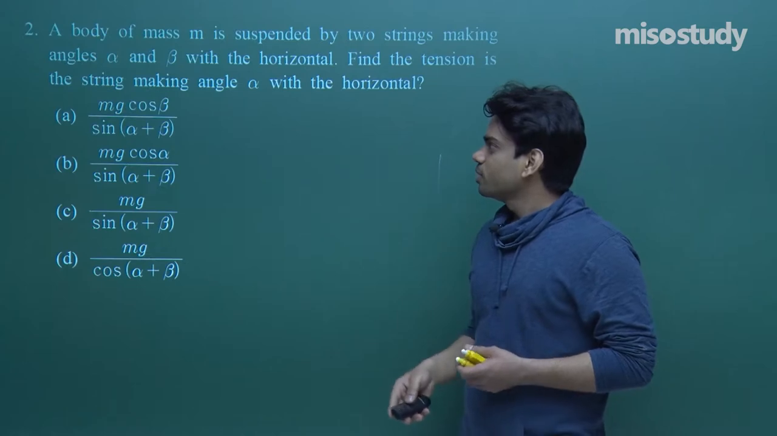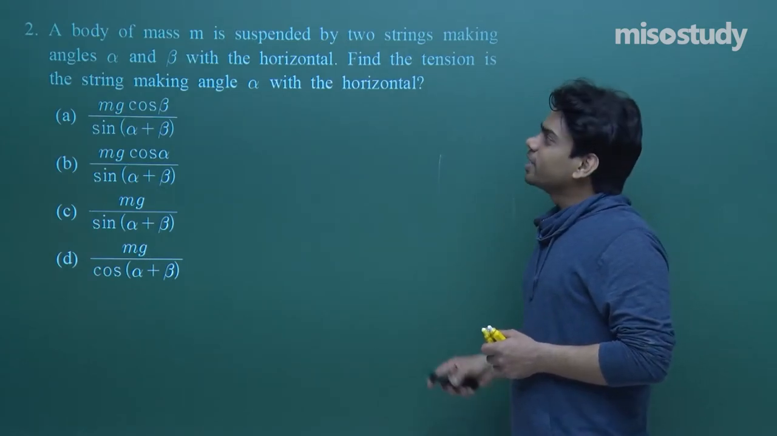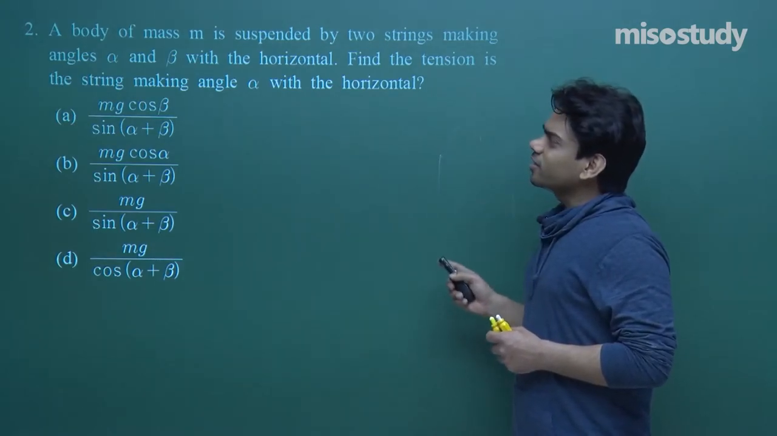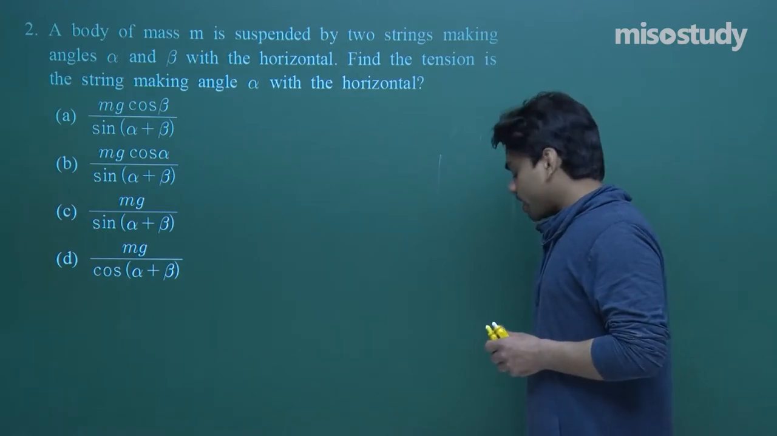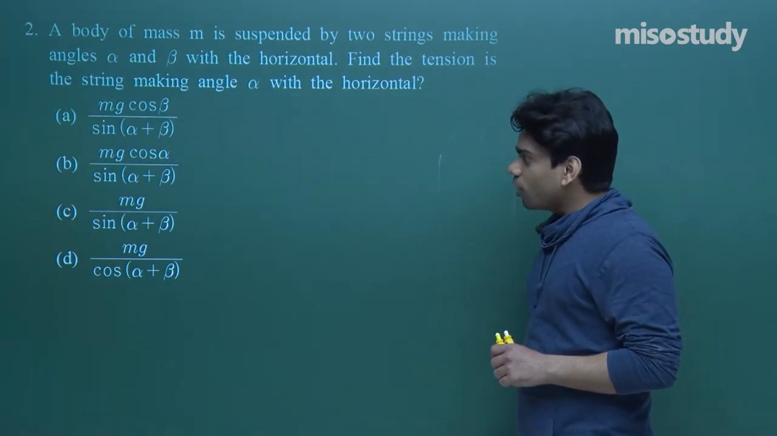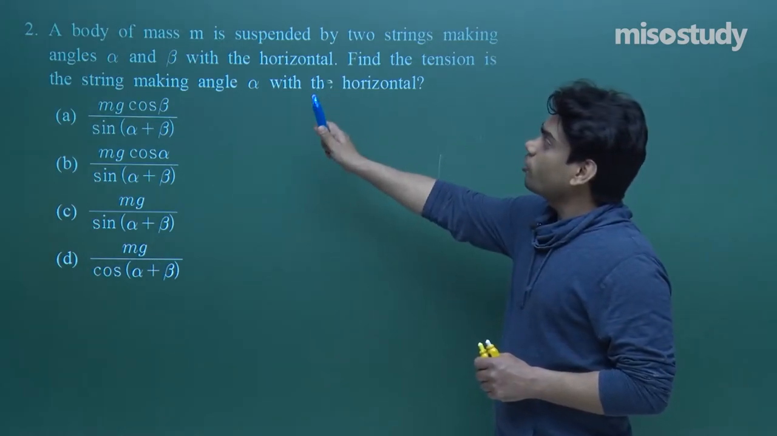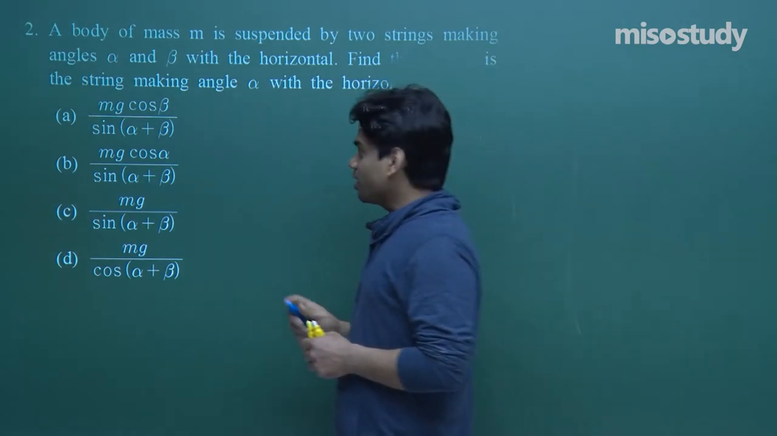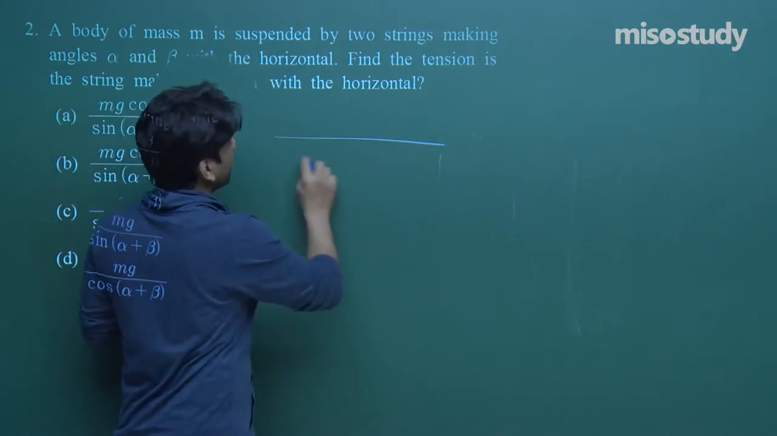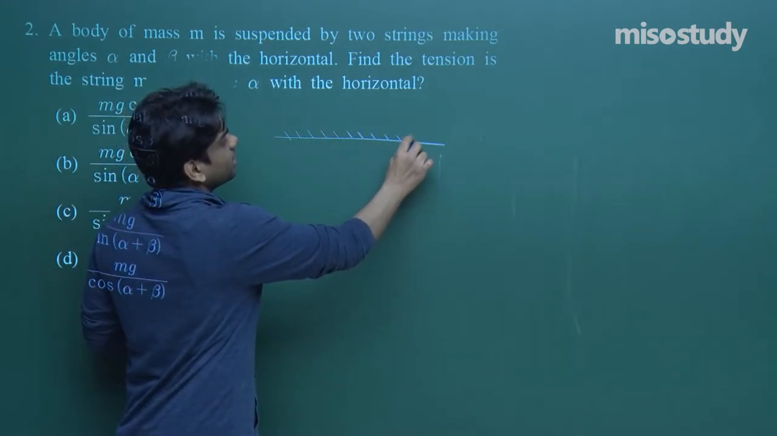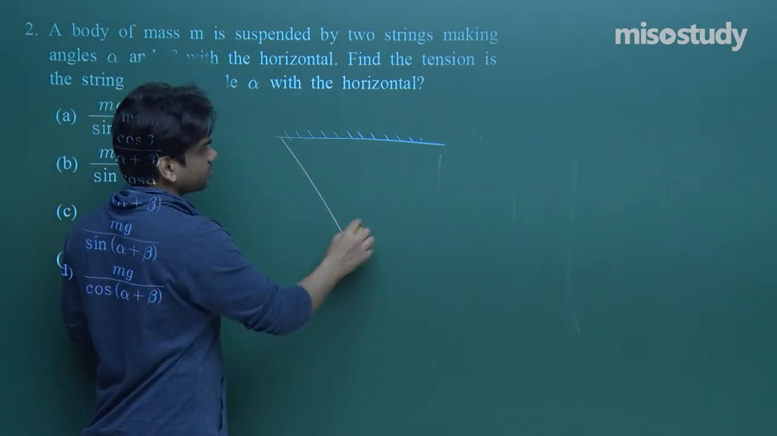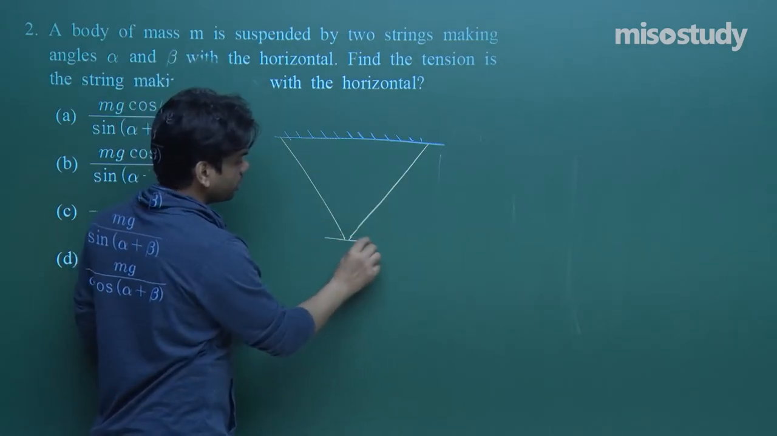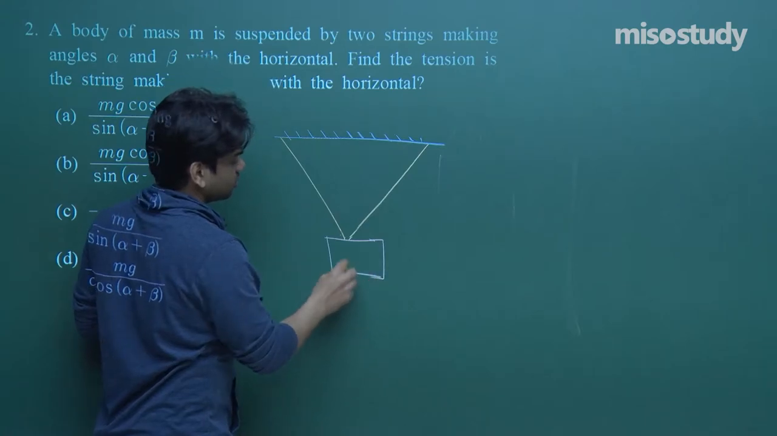Let's go ahead. Second one: a body of mass small m is suspended by two strings making angles alpha and beta with the horizontal. Find the tension in the string making angle alpha with the horizontal. Need not worry about the diagram, I'll be drawing it for you all. See, a body of mass m is suspended by two strings making angles alpha and beta with the horizontal. If I make how the body is hanging, this will be the ceiling, then we will have two strings connecting the body of mass small m.